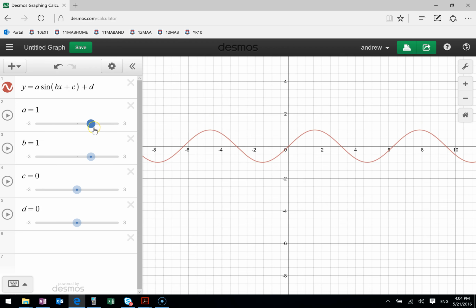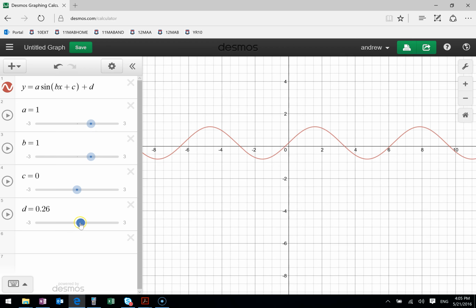I'll put it back to what it is at 1. If I have it as a negative value, the difference is that the graph goes down instead of up. So that point that was up here is reflected underneath. We can do similar things.